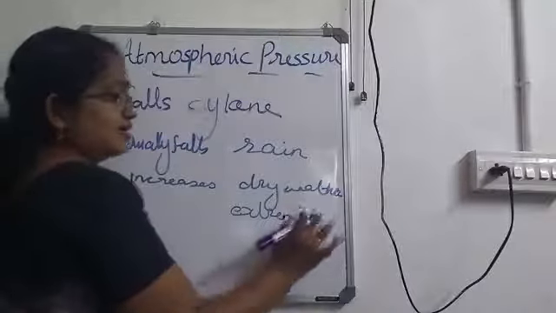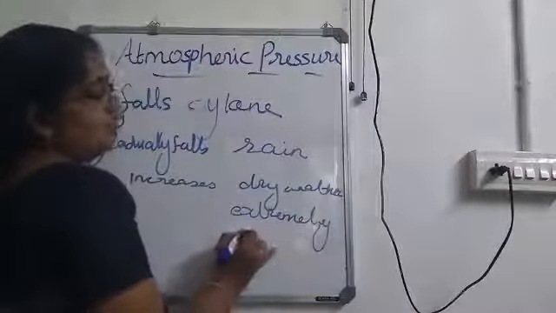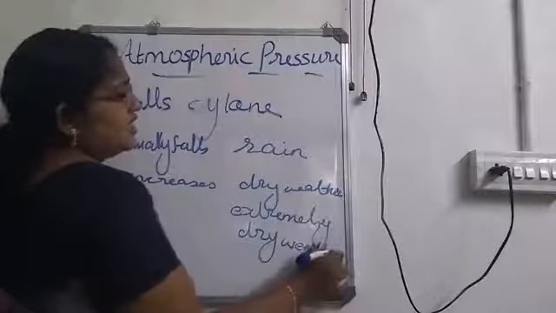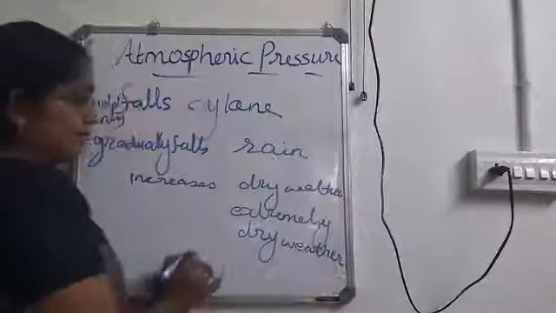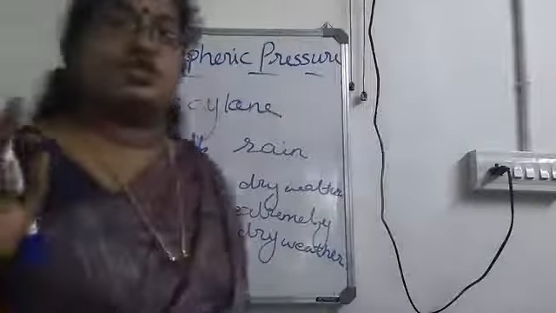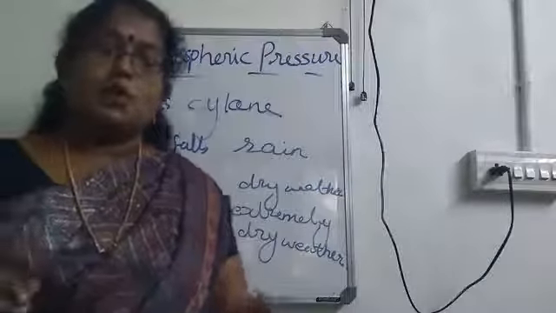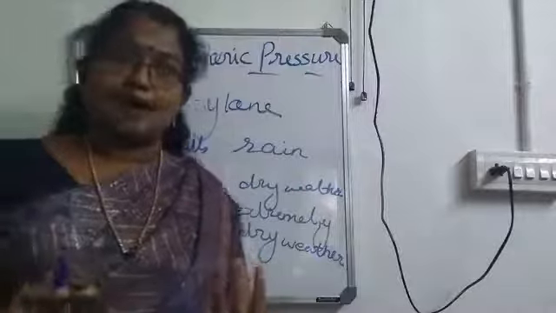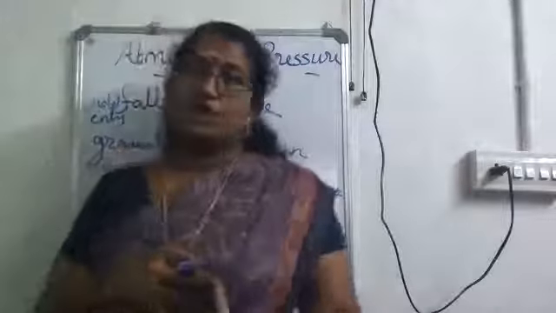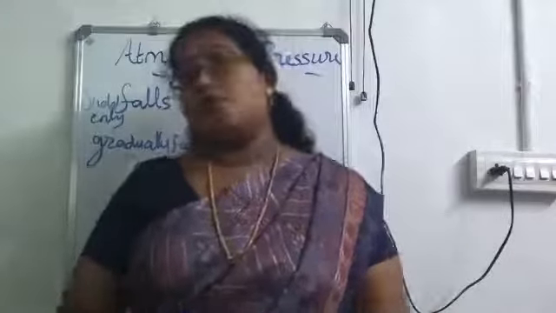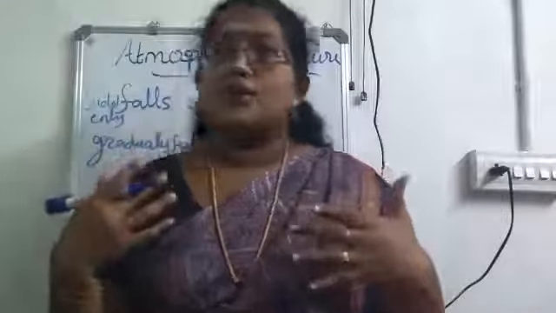Okay. Extremely dry weather. And if there is no change in the reading of the barometer, that means there is no change in the climate. It will remain as such. Okay. So actually when you are considering a barometer, it can be used in order to measure the atmospheric pressure. By getting the reading of atmospheric pressure, we can forecast weather.